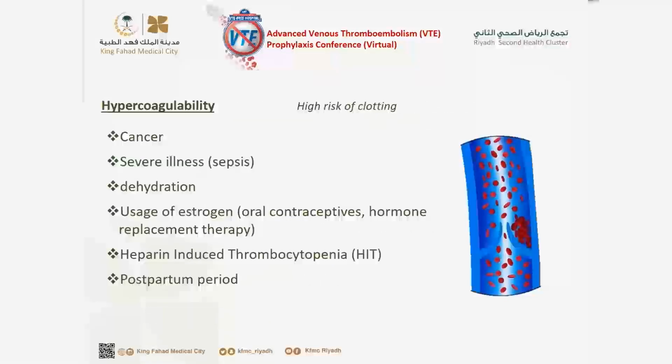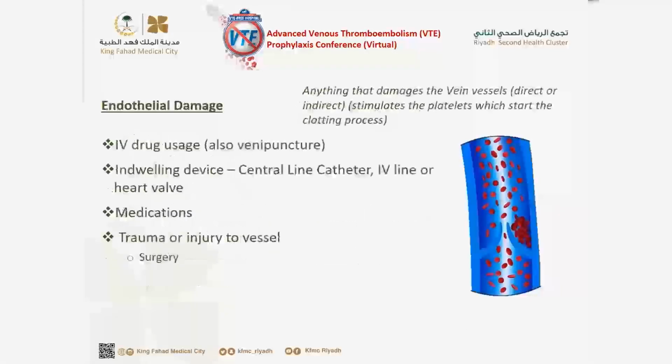And then you have the hypercoagulability, where there is a high risk of clotting. You find that patients who have cancer, severe illness such as sepsis, dehydration, usage of estrogen such as oral contraceptives, hormone replacement therapy, heparin-induced thrombocytopenia, as well as the postpartum period, are at risk for this.